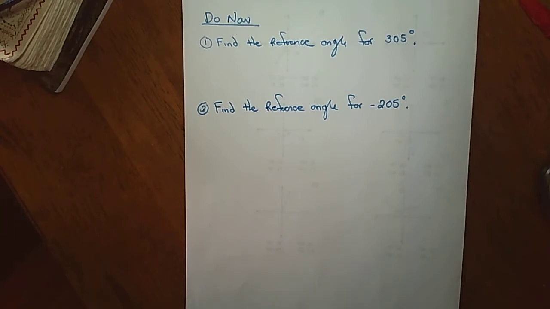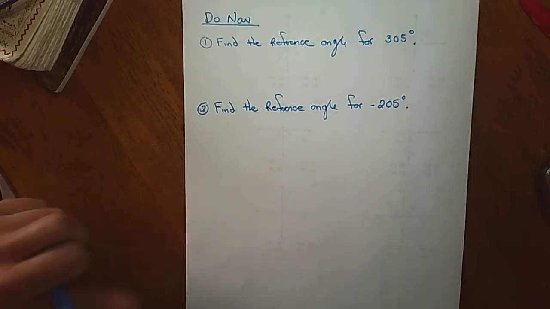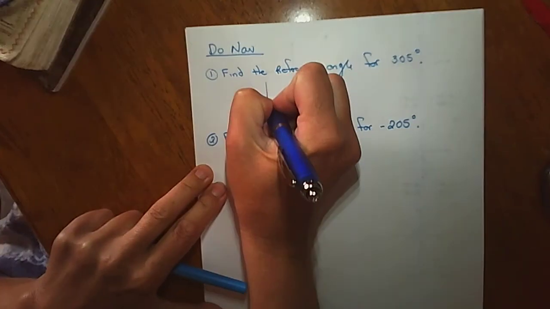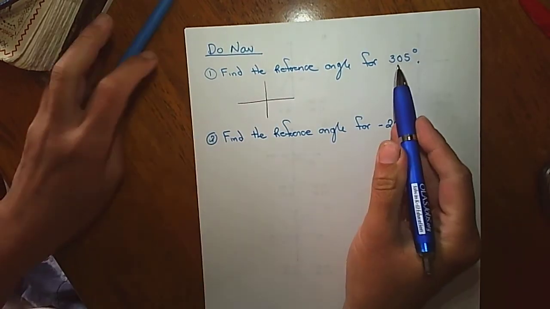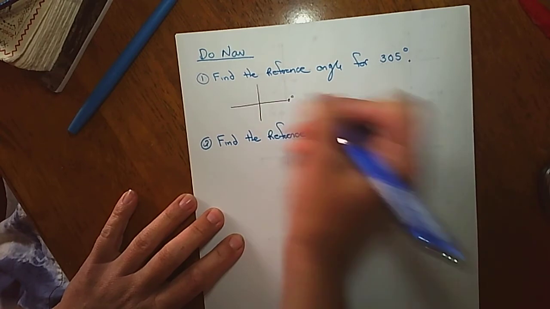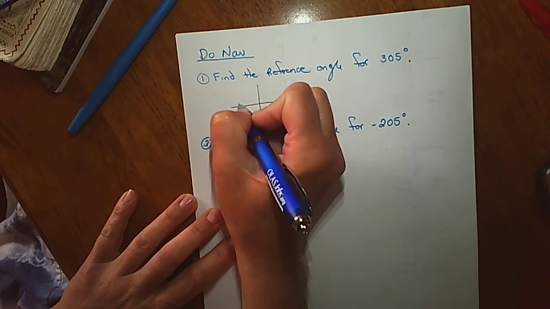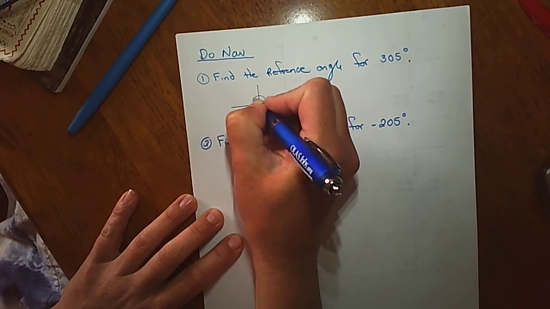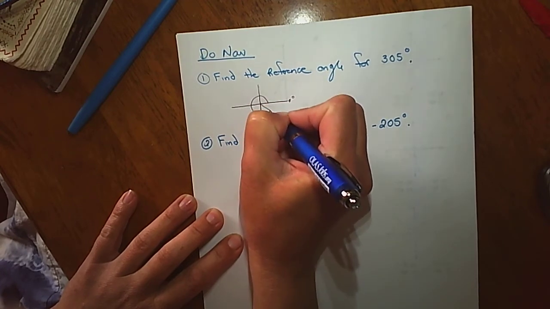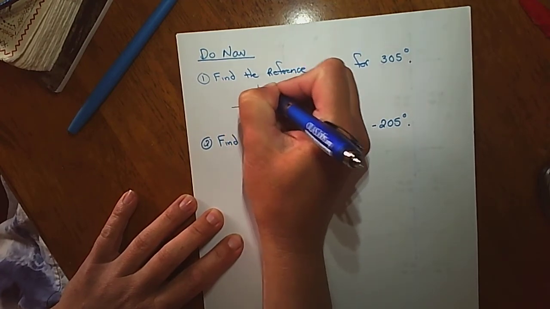If you want, you can pause me. Okay, so I hope you paused me. And what we're going to do here is sketch this. So make an X and Y axis, right? 305 degrees, so this is 0, right? So 0, 90, 180, 270, so 305 is going to be about here. All right, so this was 305 degrees.